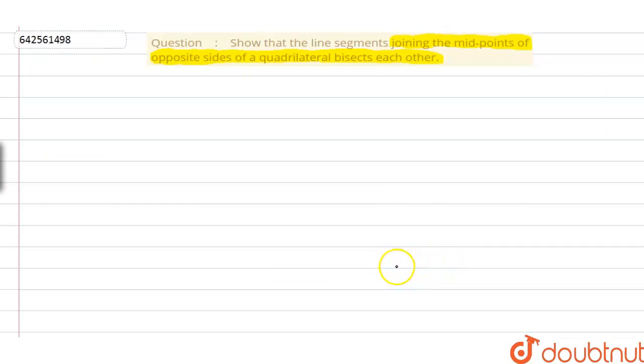Let's discuss the given problem. We have to show that the line segments joining the midpoints of the opposite sides of a quadrilateral bisect each other. Right. So let us understand this with the help of a diagram.